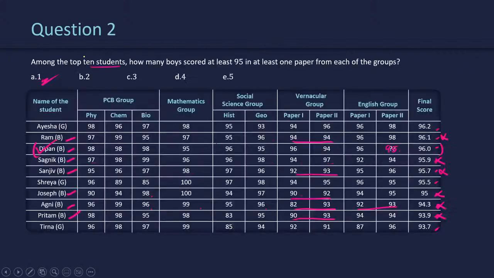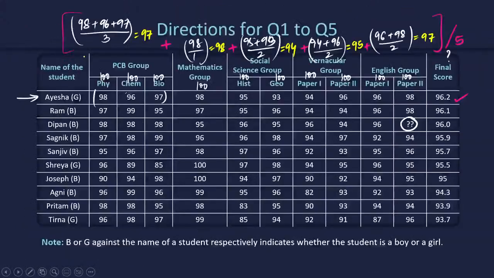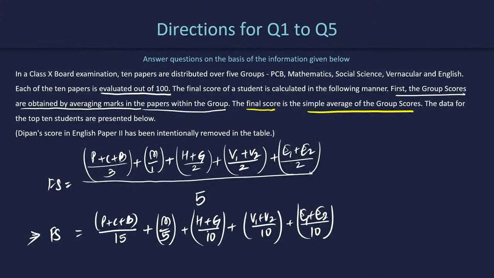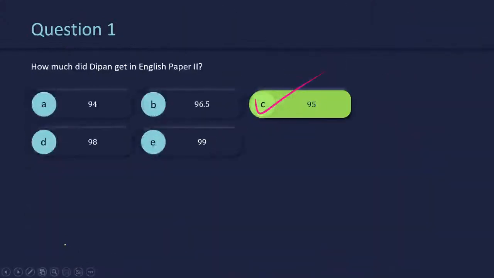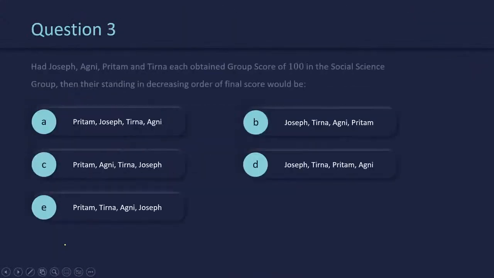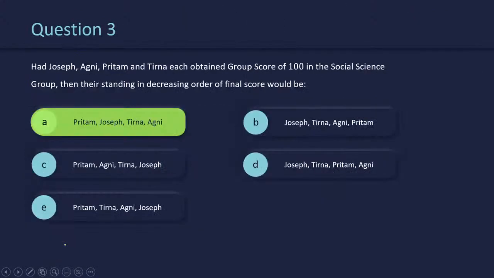ये SSC by 10 का मैं याद दिला देता हूं. When we wrote the formula, this was the formula we wrote. SSC by 10. यही फाइनल स्कोर में इतने का चेंज आएगा. So this question is based on arithmetic का averages का part. ठीक है? So Preetham, Joseph, Tirna and Agni.